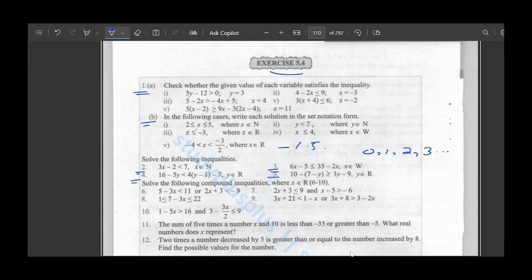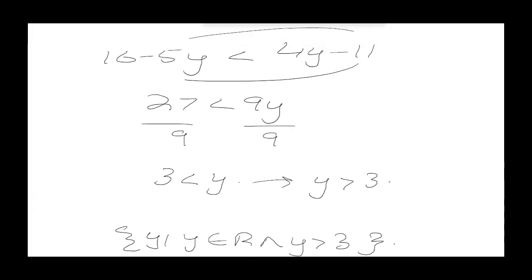Now let's move on to question number 5. Okay, so we have 10 minus (7 minus y) that is greater than or equal to 3y minus 9, and y belongs to the set of real numbers. So let's try to solve this inequality. So let's write 10 minus (7 minus y). After that, that is greater than or equal to 3y minus 9.